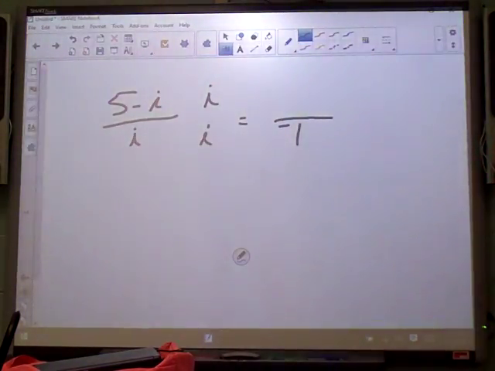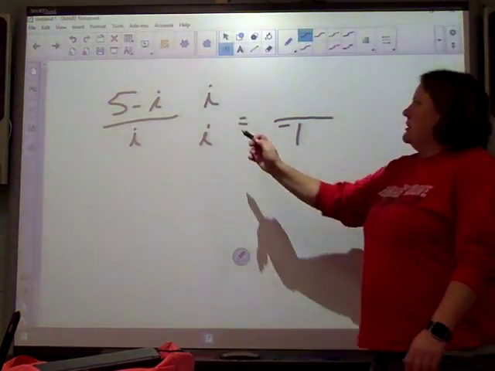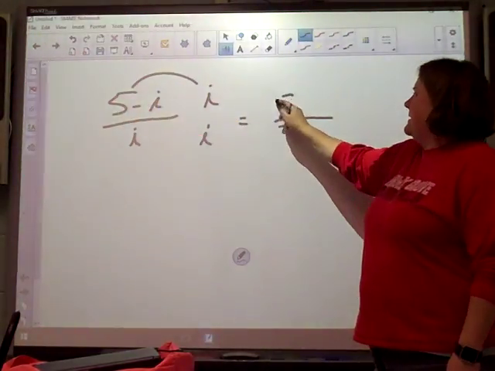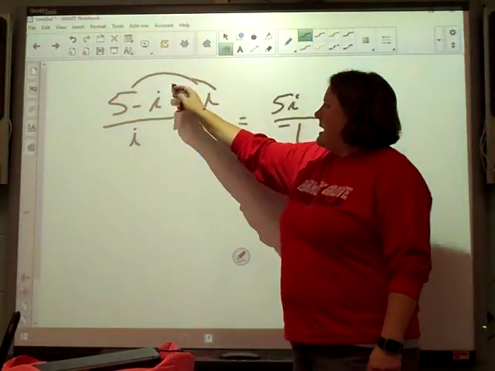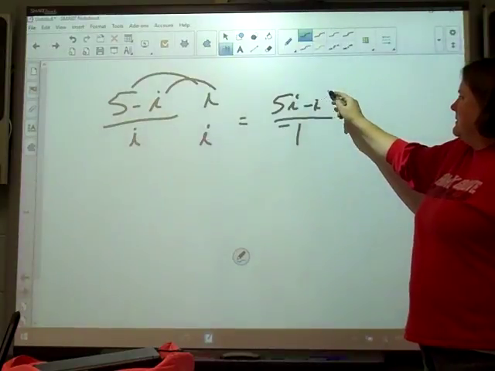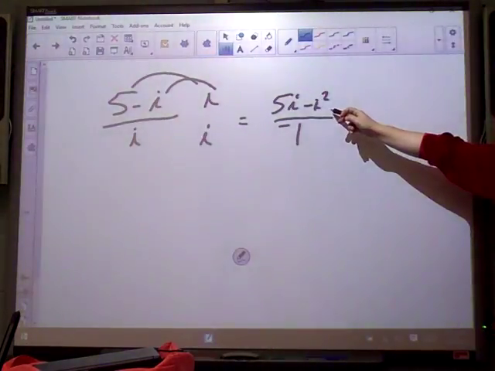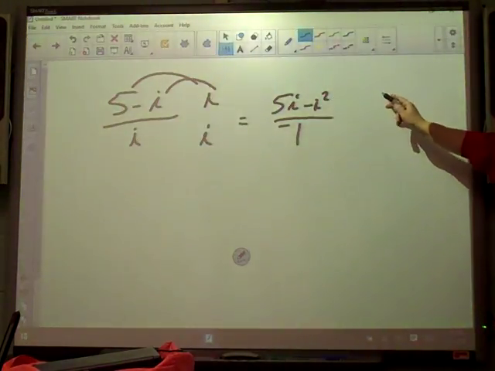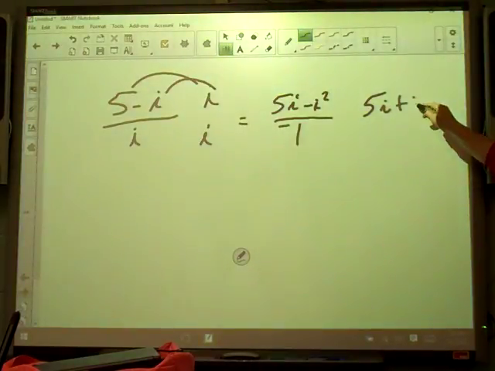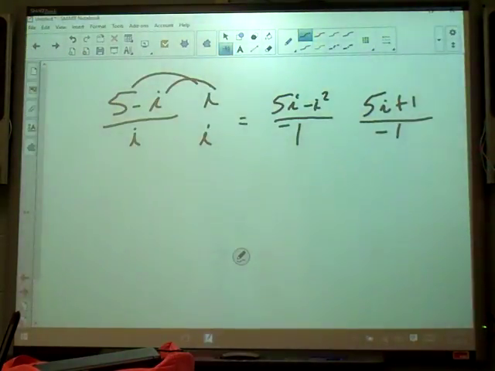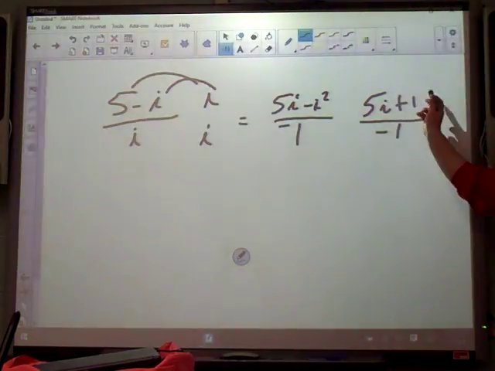You alright on that? On the top, we need to distribute: 5i minus i squared. i squared is the same as negative 1, so minus negative 1 makes it a plus 1. It's not in standard form. Flip the i and the 1, right?